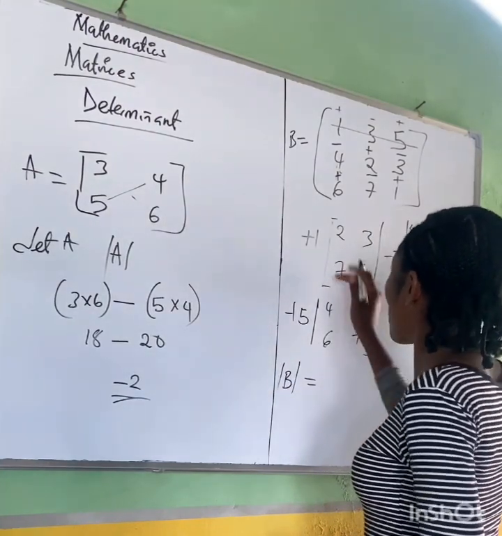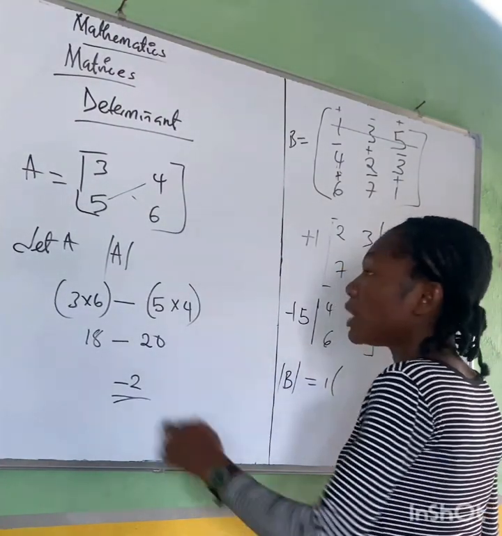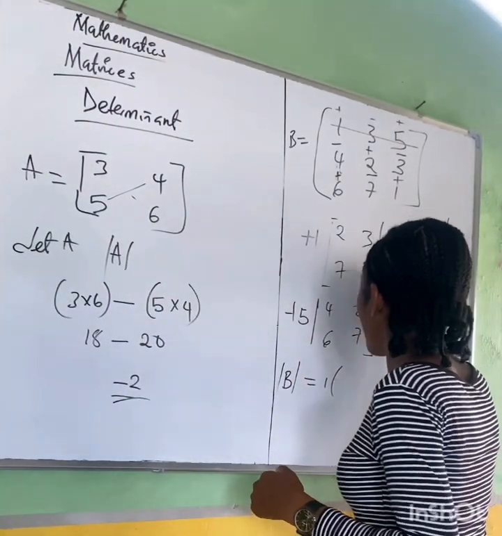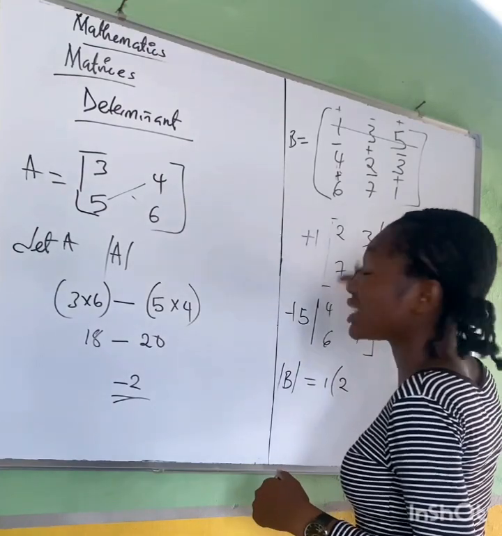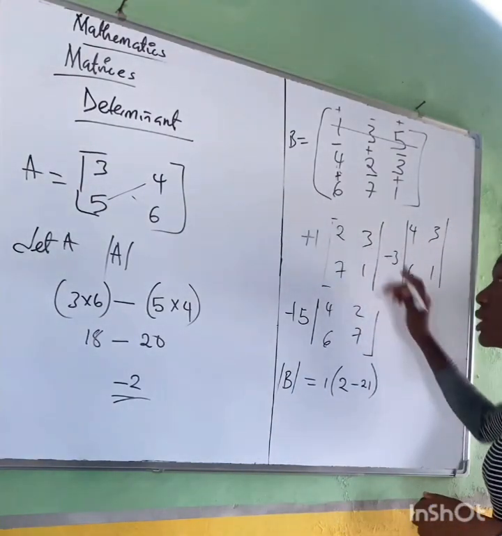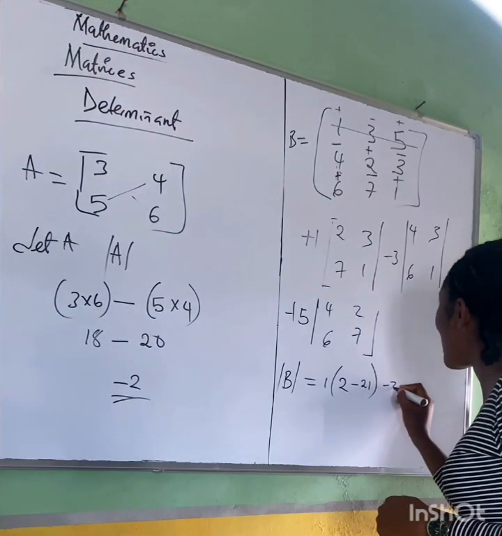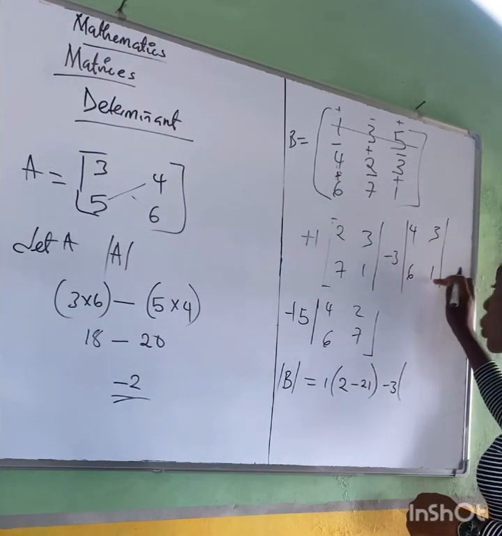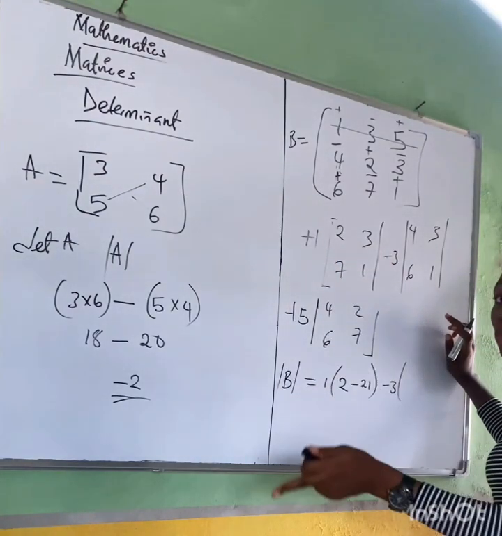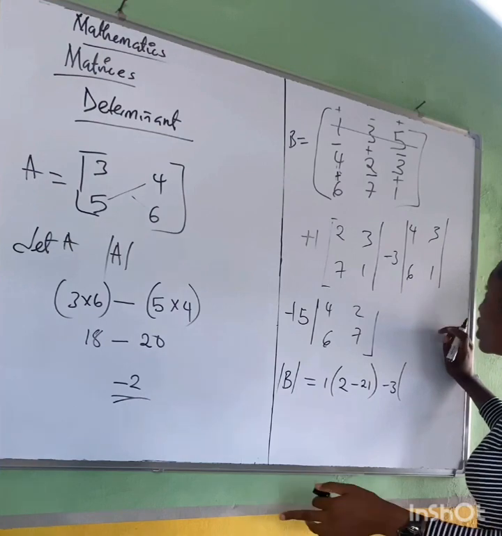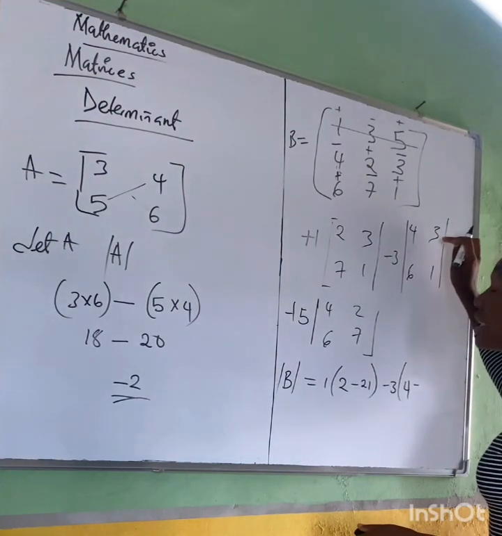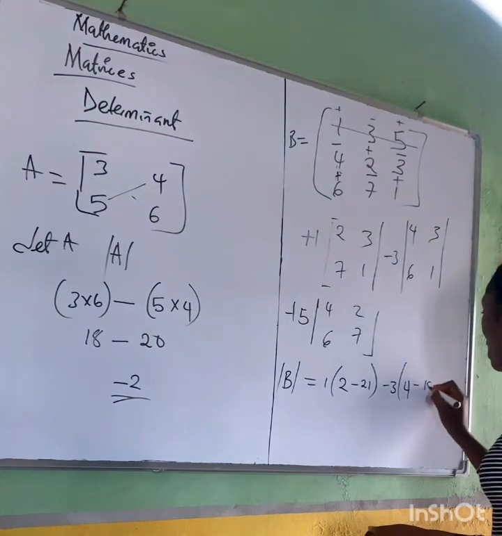Determinant for B, we're going to be having 1 open bracket. So our principal diagonal, right? 2 times 1, we have 2, right? Minus our minor, which is minus 21, all right? 7 times 3. Now the next one we have is the minus sign outside. We have 4 times 1. So it's always our principal diagonal, then we subtract the product of our minor diagonal, right? So 4 times 1, we have 4, minus 3 times 6, which is 18. So we have minus 18, all right?